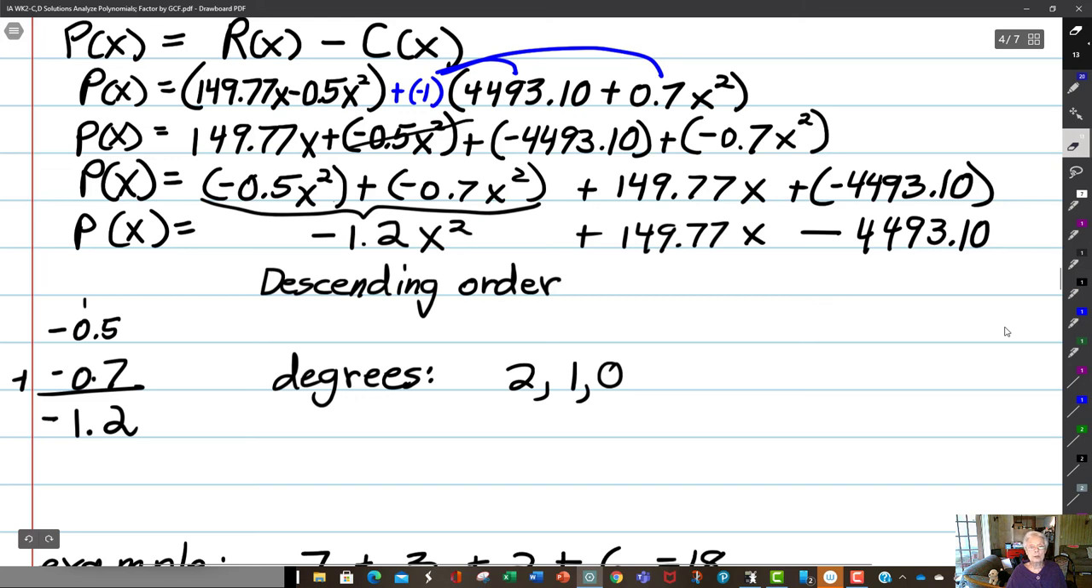Descending order. Also, we added like terms. X squared terms have the same degree, so we can add them. The same variable, the same degree. So we can combine them.